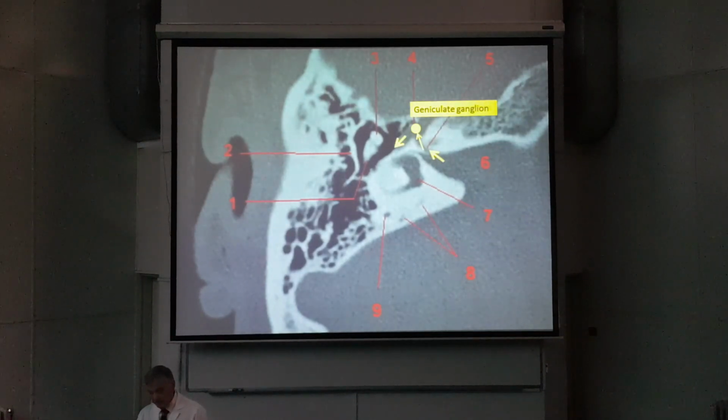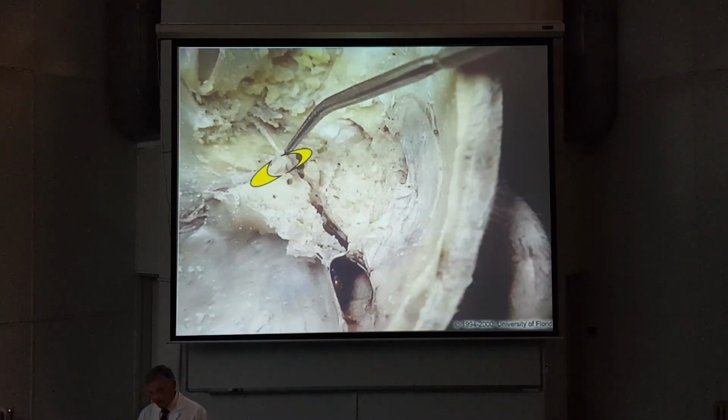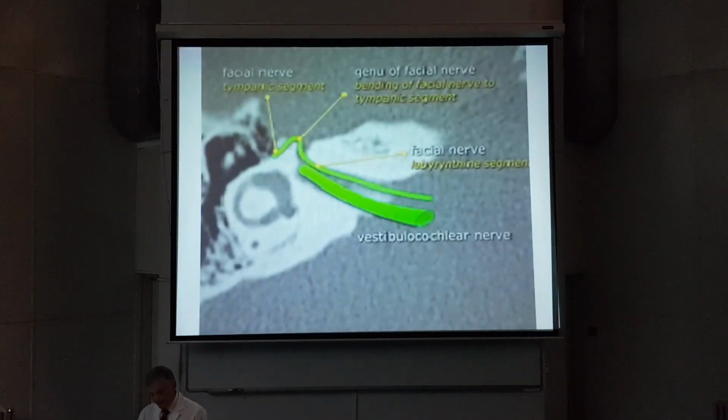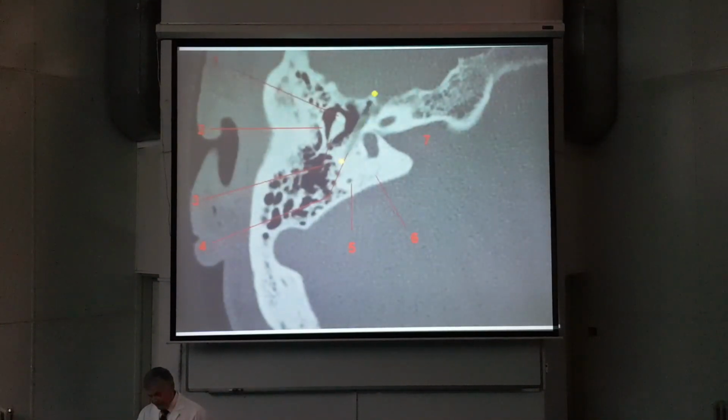The facial nerve, after the fallopian canal, goes one way into the medial wall of the middle ear. And this is the geniculate ganglion dissected. Again, the company of the vestibulocochlear, 8th nerve, and the facial nerve. And this is the facial nerve canal in the medial wall of the middle ear.